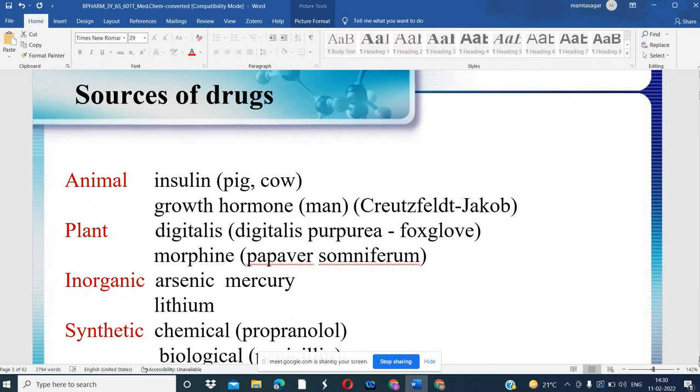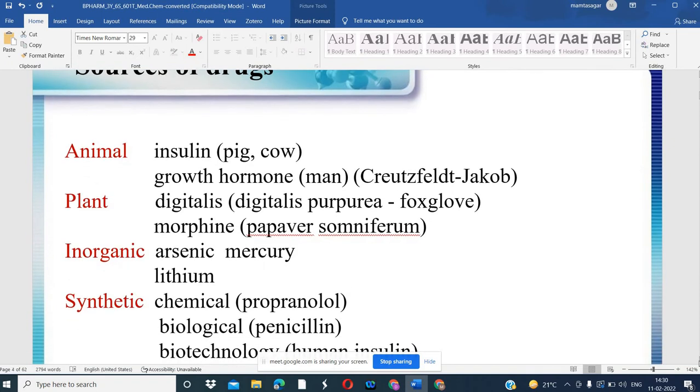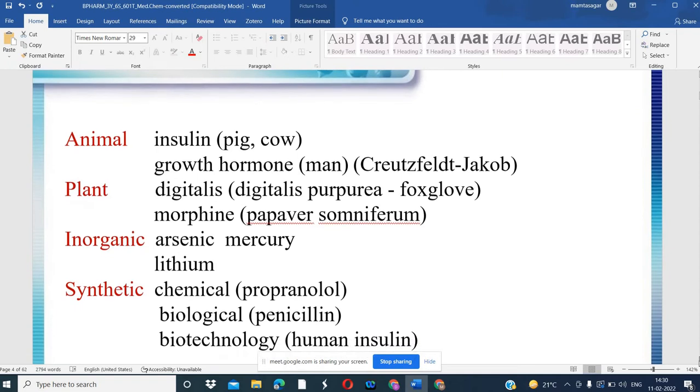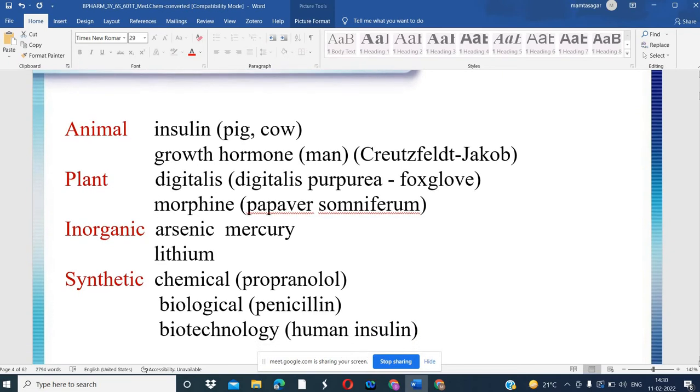Okay, sources of drug. So there may be different sources depending on the origin. Means animal. There can be medicines we can take from the animals like insulin. Insulin is the example. So insulin is also used for the treatment, and that is taken out from the pig and cow. Growth hormone. Okay.